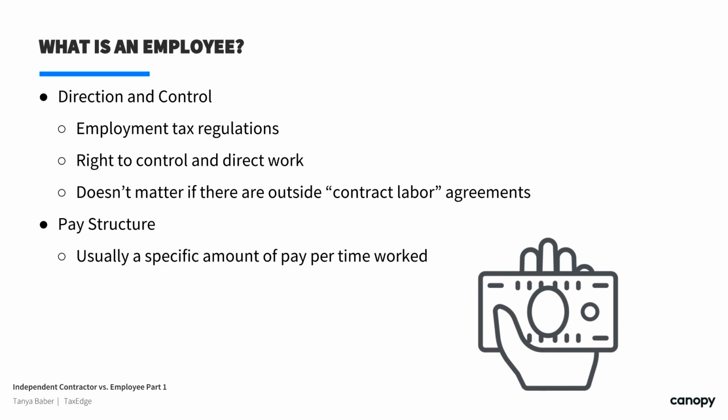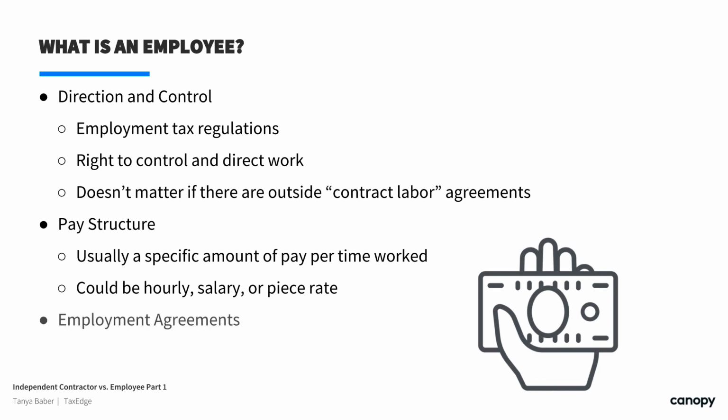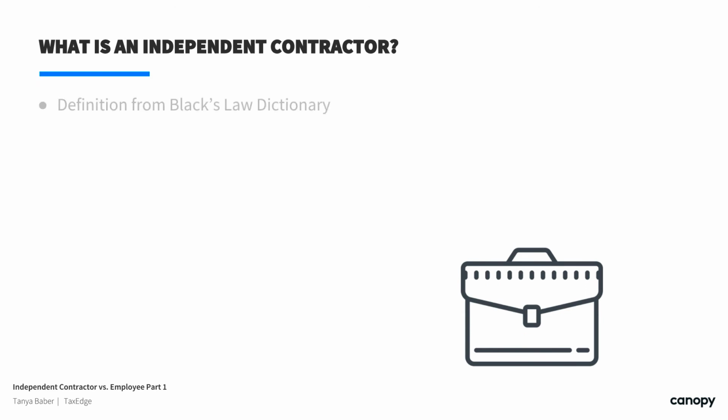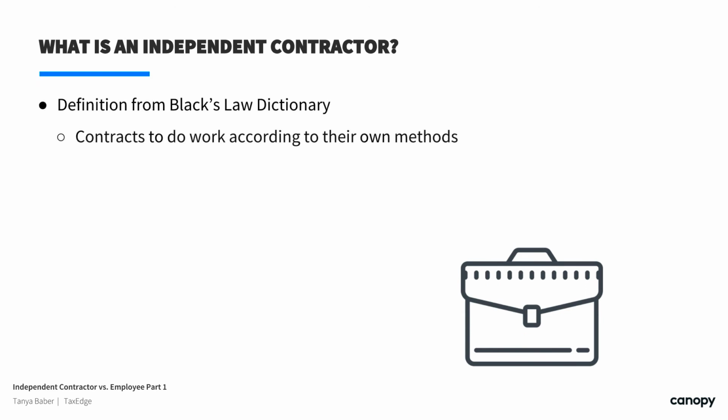As we look at our independent contractors, the other side of the coin, we can again go back to Black's Law Dictionary and say, okay, what is an independent contractor according to Black's Law? A person who contracts to do work for another person according to their own processes and methods. So we're going to kind of center on that. Who's controlling it? Who's making those decisions?